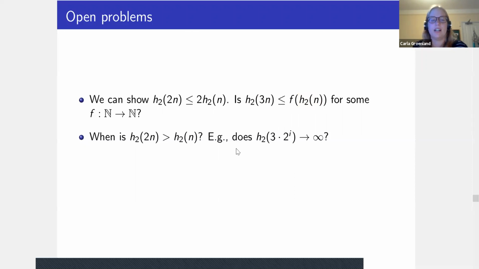And another thing that we think might be interesting to study is when h2 of 2n is strictly greater than h2 of n. So to give an explicit example of something we don't know yet is whether h2 of 3 times 2 to the i tends to infinity. As soon as we have another prime factor than 2 that appears more and more often, we know that it tends to infinity, but when it's powers of 2, we don't really know what happens. So this is maybe a question more in the spirit of these homogeneous games.